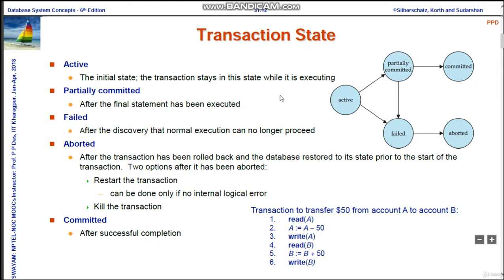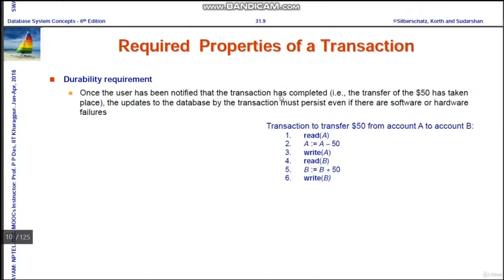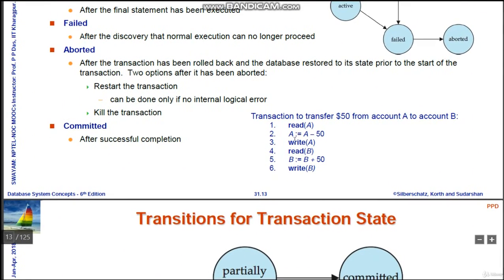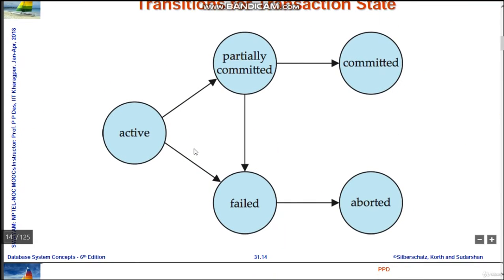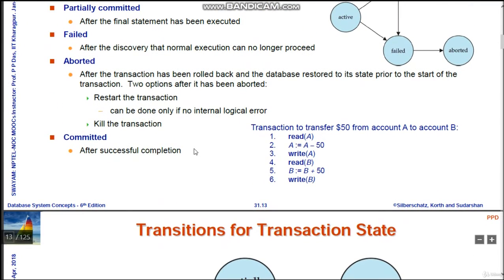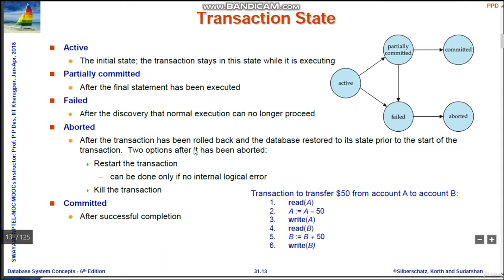Means our transaction, we have seen how our transaction looks. So it is running. Okay, first read A, A minus 50, write A, read B. It is executing. That means it is in the active state. Simply. And now partially committed. It has read, it has updated, and it has written A.